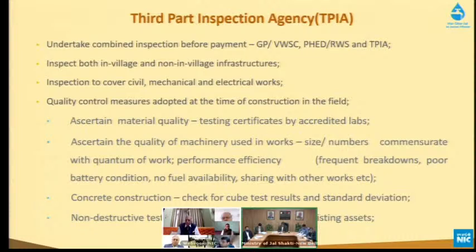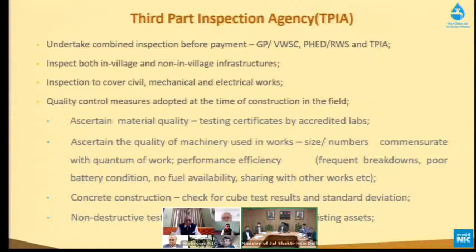We found in one case, one third-party inspection agency is adopting a sample-based approach for testing and inspection. This is not correct. All the structures have to be tested. A sample-based approach by a third-party inspection is not given in the guidelines, it's not as per the guidelines. So all assets have to be inspected by the third party. Quality control measures adopted at the time of construction should also be checked by the third parties.